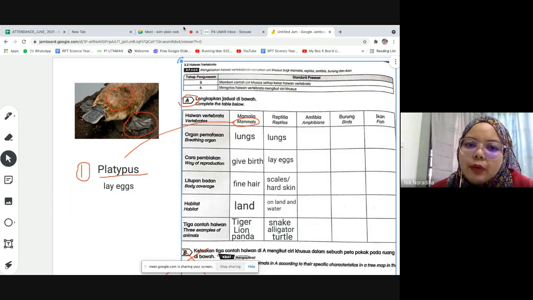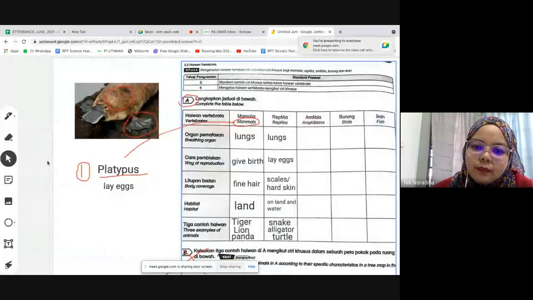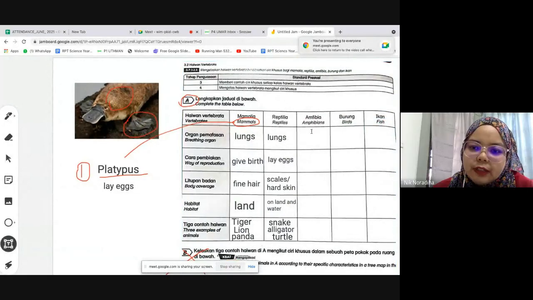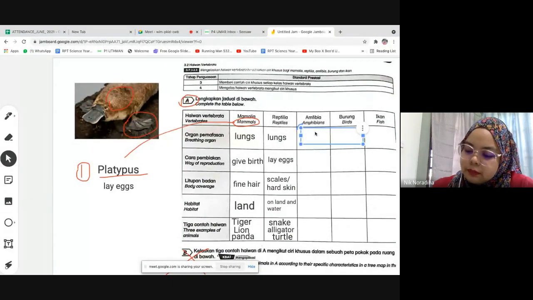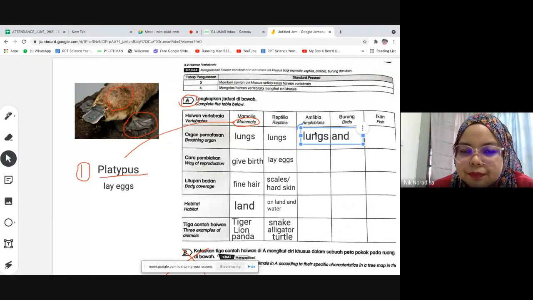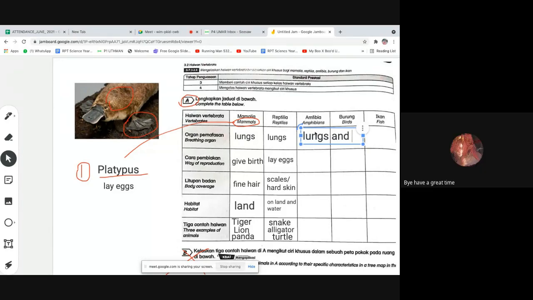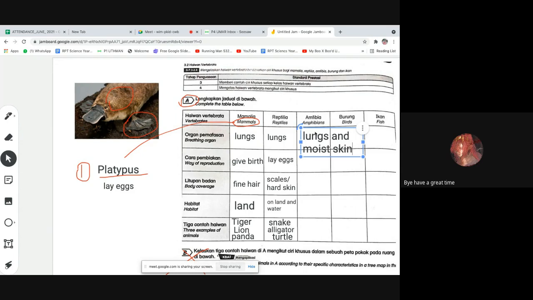Okay, so next one, we are moving on to amphibian, okay? Ame Shazwan, can Ame turn on the microphone? Yes. Ame Shazwan, how do amphibians breathe? What is their breathing organ? Lungs. Lungs and? Ame, amphibians have two breathing organs. What is another one? Frog have lungs and what? Moist skin. Well done. Correct. Moist skin. Yes, moist skin.